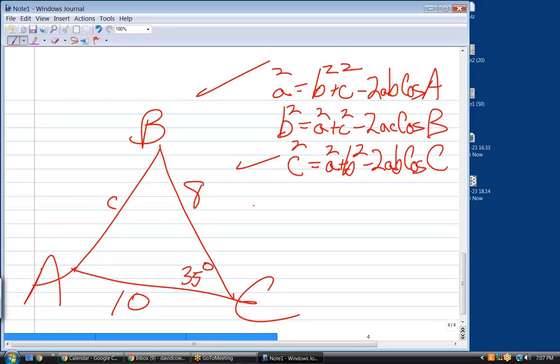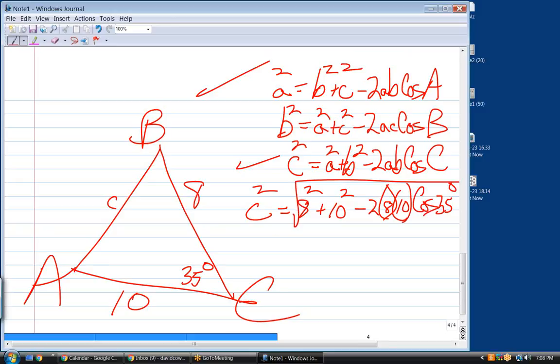Not completely necessarily, but just to show you, c squared, and c being the length of that side, little c, is going to be equal to little a, which I know is 8 squared plus 10 squared minus 2 times 8 times 10 times the cosine of that angle, which I know. Everything on the right side is knowable. There's no variables over there. So c is the square root of that number.